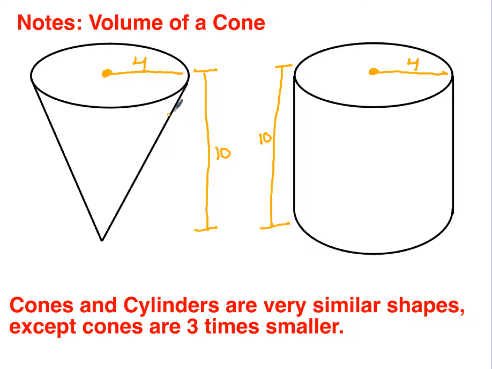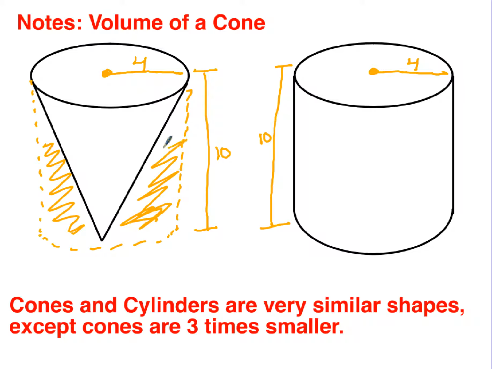But the difference is this cone doesn't go down. It's missing all of this extra stuff right over here. I'm going to draw it in dotted line because it's not there. It's missing all of this extra space. So that means a cone is smaller than a cylinder. And to be exact, it's actually 3 times smaller than a cylinder. It doesn't look like it's 3 times smaller than a cylinder, but it really, really is.